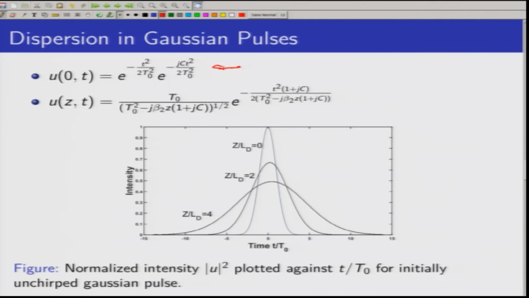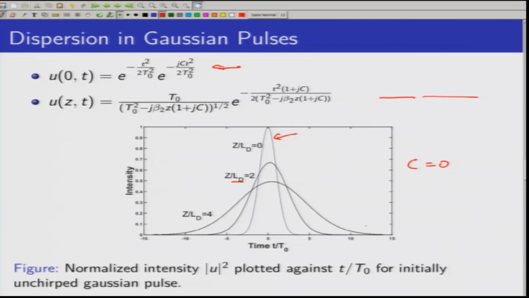This figure is for c equal to 0, for initially unchirped Gaussian pulses. What happens? The incident pulse looks like this. Now, as we move along twice the dispersion length, where LD is the dispersion length, we see significant broadening of the pulse, and in fact, if we move even further, we will see the pulse broadens even more. So, this is the effect that dispersion has on pulses.